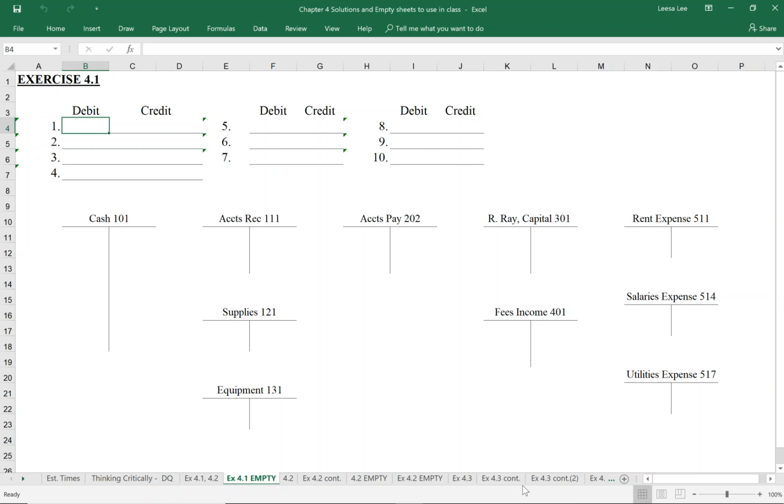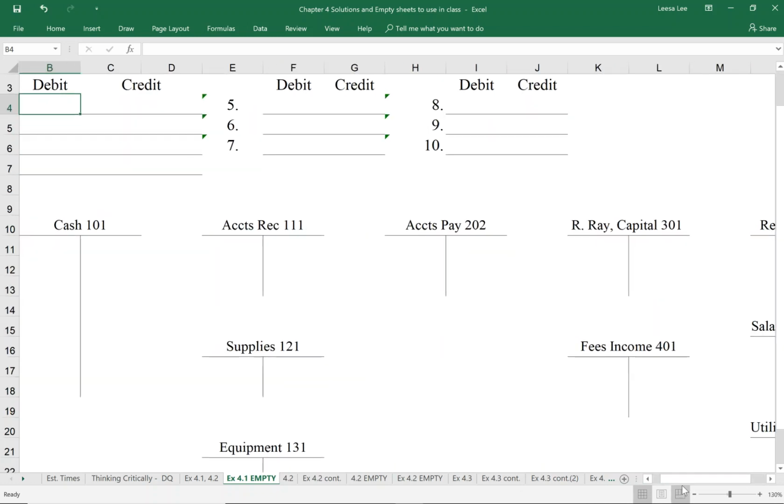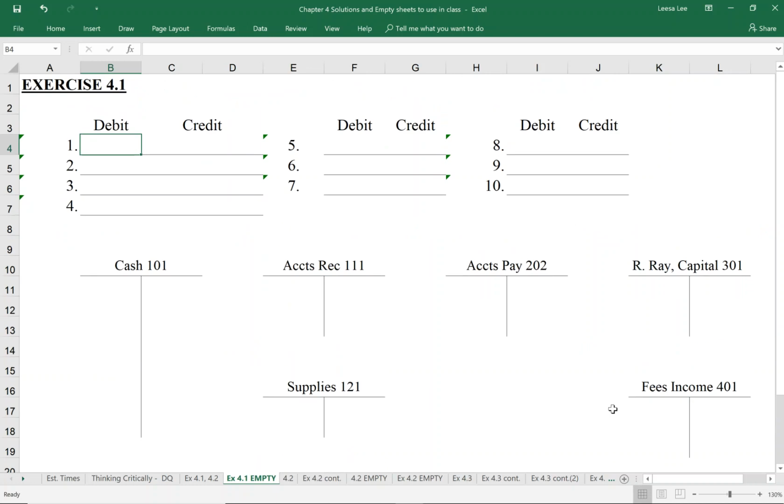Accounting students, Exercise 4.1. Look at page 105 in your textbook and your workbook page. I'm sorry, I don't know the page since I have a different setup here with Excel. But it's your first exercise in chapter 4.